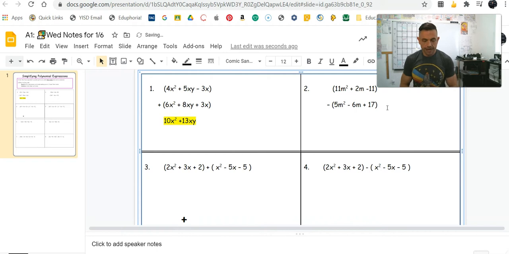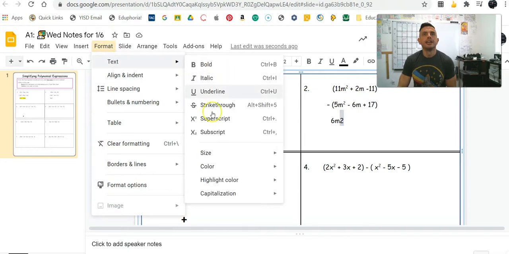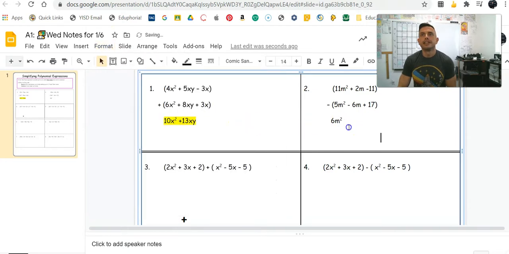All right, so let's go ahead now and combine everything. 11m squares minus 5m squares leaves you with 6m squares. Yes, I know I didn't want to have to deal with it, but for those of you who may not know how, you go ahead and just go up here. You highlight the 2, go to text, superscript, and that gives you the thing that looks like an exponent.